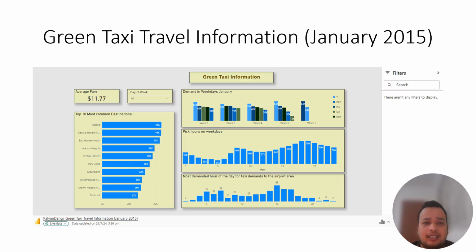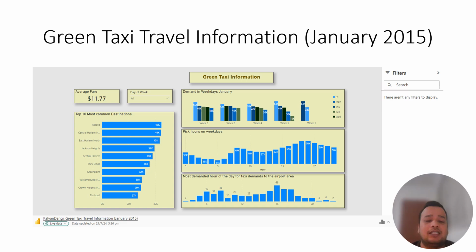We have the first slide as green taxi travel information for January 2015. We have used 6 visuals to present our findings: card, slicer, cluster bar chart, and cluster column chart. The card shows the average fare for green taxi rides, which is $11.77.